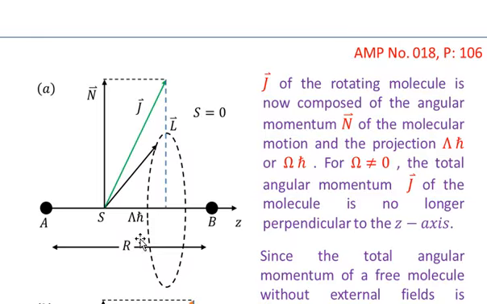Since capital lambda is not equal to 0, consequently capital omega is not equal to 0, so you can see in this figure that the capital J will also not be perpendicular to the z-axis, but is inclined at some angle, because capital J is actually the vectorial sum of the nuclear angular momentum capital N and the orbital angular momentum of the electrons capital L. In this figure we are assuming that the total spin of the electrons is 0.